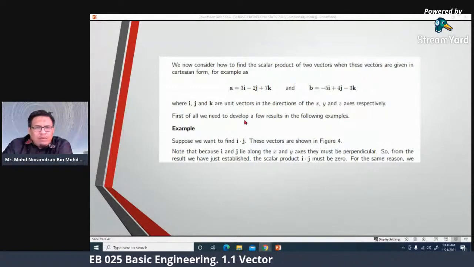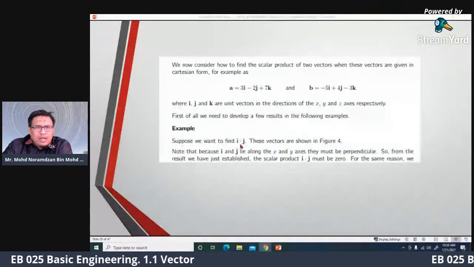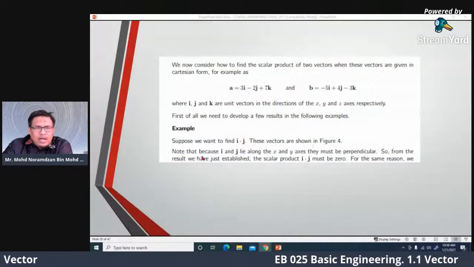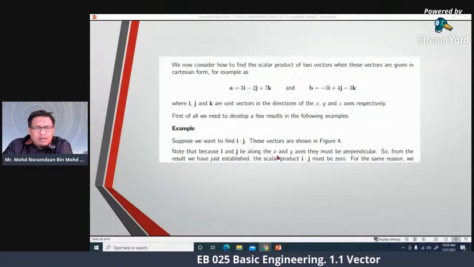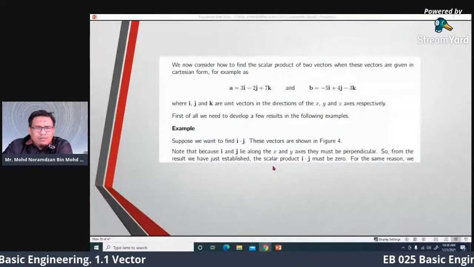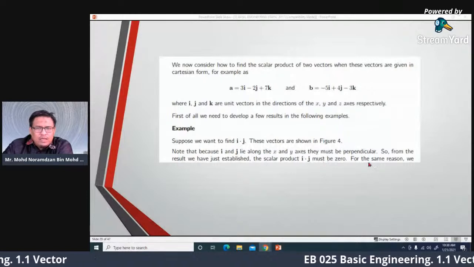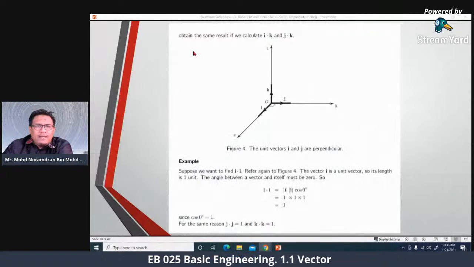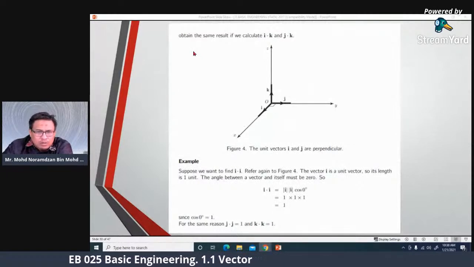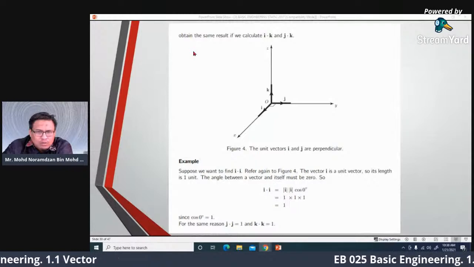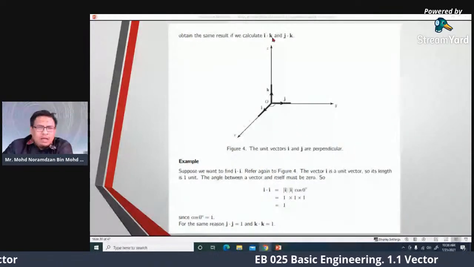Therefore, we want to find i dot j. These vectors are shown in the figure. Because i and j lie along the X and Y axes, they must be perpendicular. From the result we have established, the scalar product i dot j must be 0. For the same reason, we obtain the same result if we calculate i dot k. So i dot k is 0.